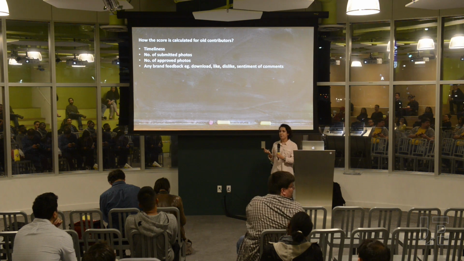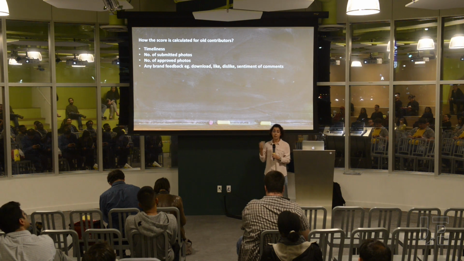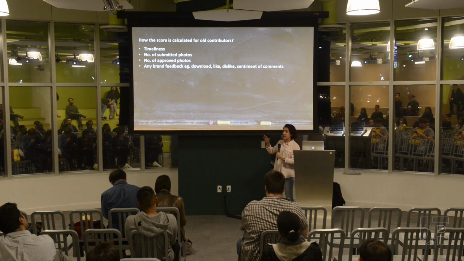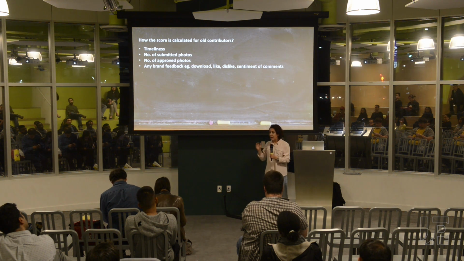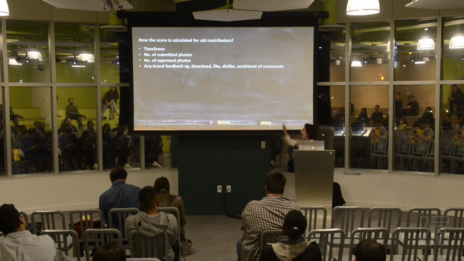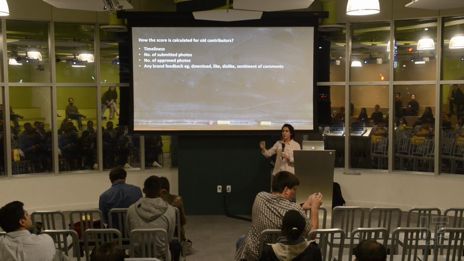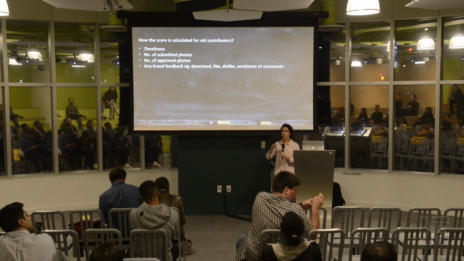Those data points could be how many photos they submitted to us, how many of those photos we approved, whether they were on time or not, whether they got any brand feedback, any like or dislike, and whether the brand user downloaded their photo once, twice, or many times. These are the data points that we gather for all contributors that we have history with. That was a way to rank all contributors against each other in a scoring system from 0 to 100.